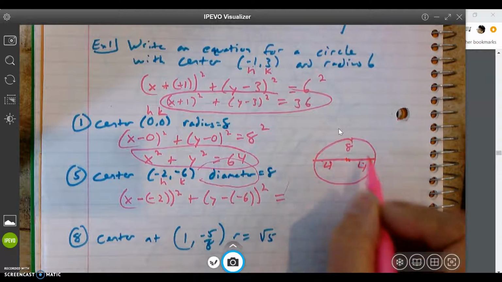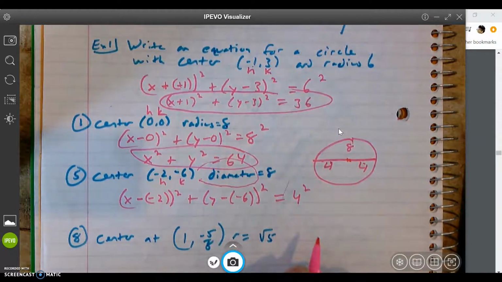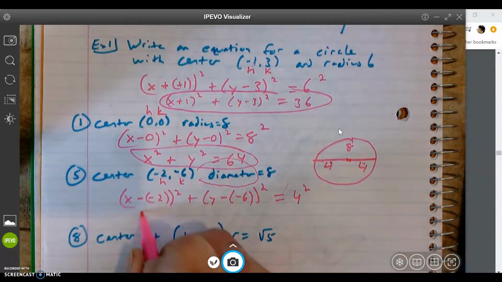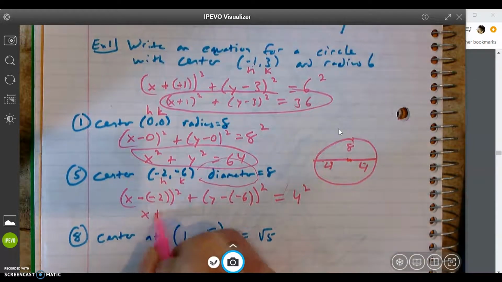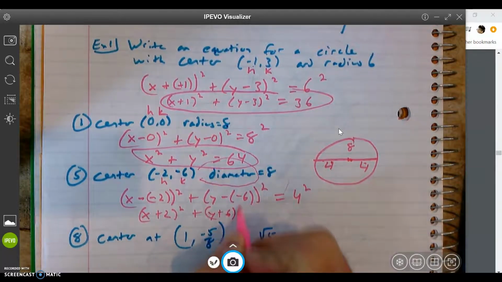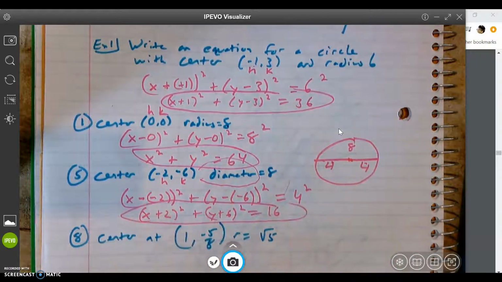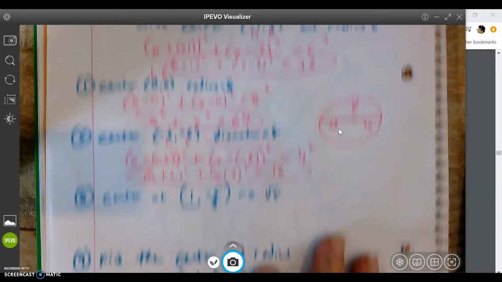Because 4 plus 4 is 8. Cool. So this is 4 squared. That ain't 8 squared. You got to pause and you got to think about what's going on in the problem. So this is x minus negative, which is plus 2 squared, plus y plus 6 squared equals 4 squared, which is 16. There you go. All right, cool. Let's keep going.